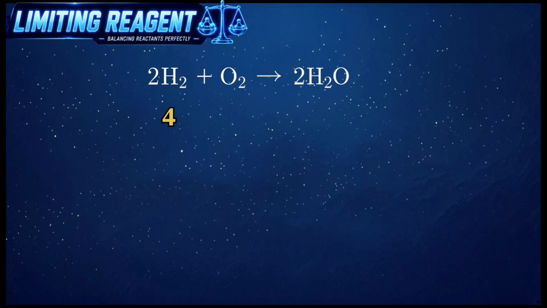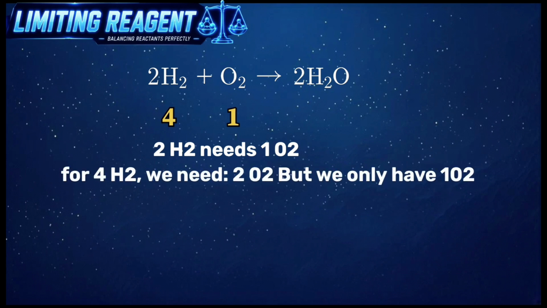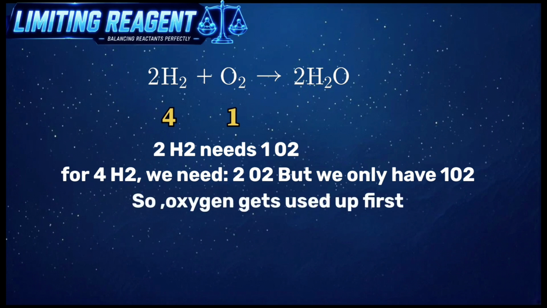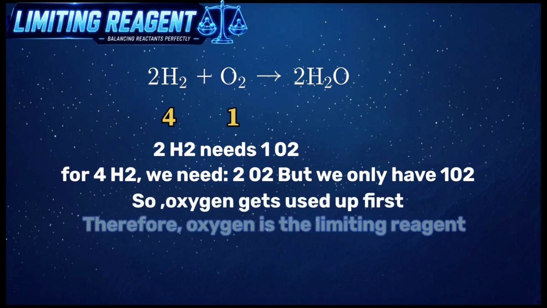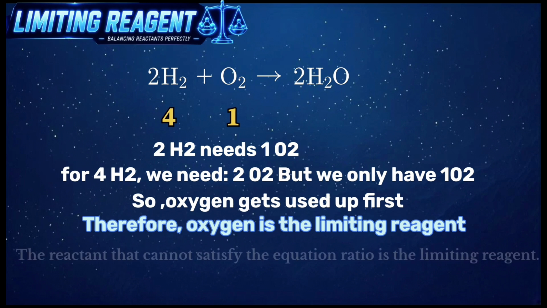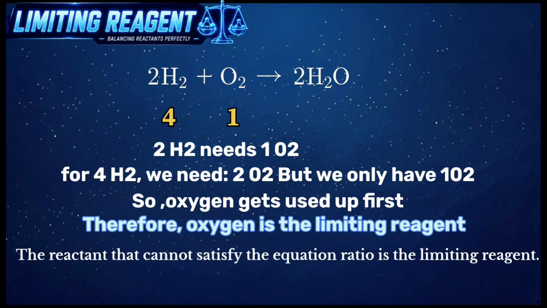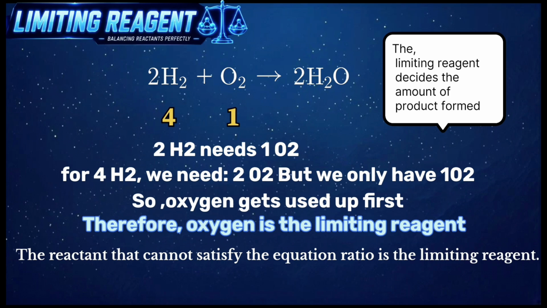Let's say we are given 4 molecules of H2 and 1 molecule of O2. Now we compare with the ratio. We know 2 hydrogen needs 1 oxygen. So for 4 hydrogen, we need 2 oxygen. But we only have 1 oxygen, so oxygen gets used up first. Therefore, oxygen is the limiting reagent. Always remember, the reactant that cannot satisfy the equation ratio is the limiting reagent. Point to remember: the limiting reagent decides the amount of product formed.